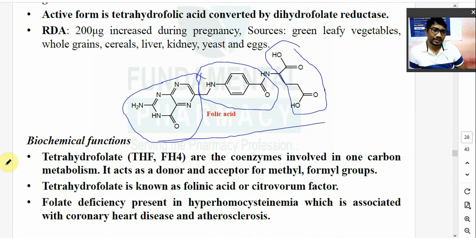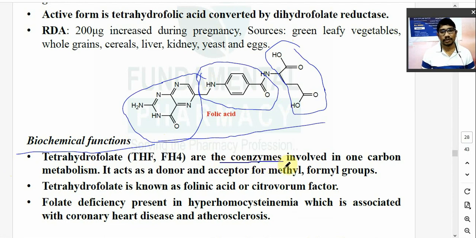What is the biochemical function of folic acid? Tetrahydrofolic acid acts as a coenzyme which is involved in the transfer of one carbon, in one carbon metabolism. It acts as a donor and acceptor for methyl group or formyl group or acetyl group, etc.